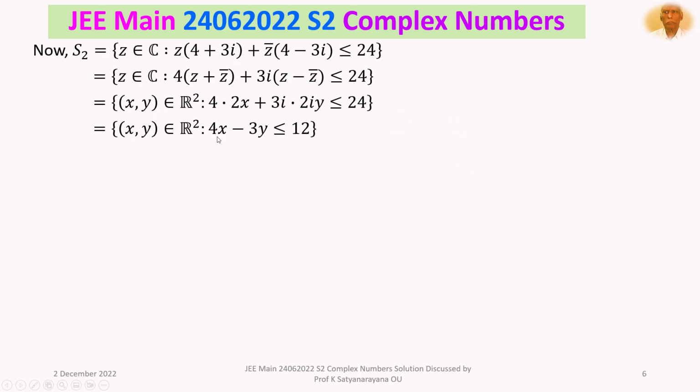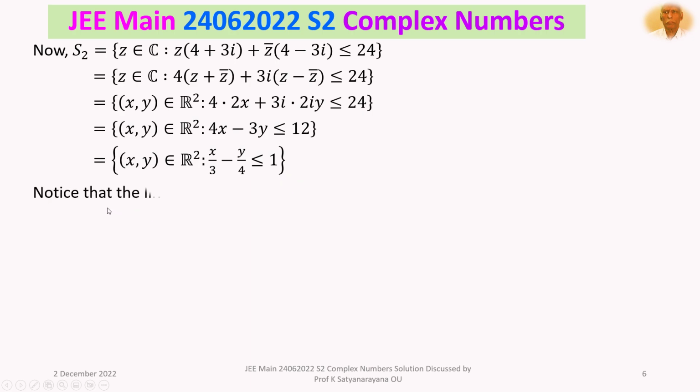Now in this, 4x minus 3y equal to 12 is a straight line. And what is that straight line? x by 3 minus y by 4 equal to 1. That is a straight line. And less than 1 is also there. So this is the set of all ordered pairs x, y belongs to R square such that x by 3 minus y by 4 is less than or equal to 1.